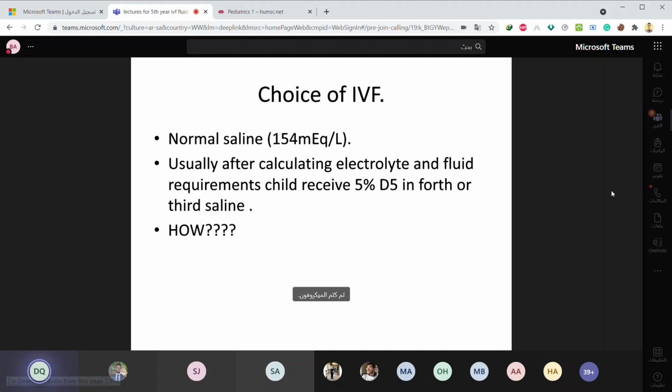How do we choose our IV fluid? We have different types and different preparations of IV fluid. The most commonly used IV fluid is the normal saline, which contains 154 milliequivalent per liter sodium. Usually after calculating electrolyte and fluid requirement, the child receives D5 with fourth or third saline. How do we calculate this, how do we know fourth or third saline or half saline?